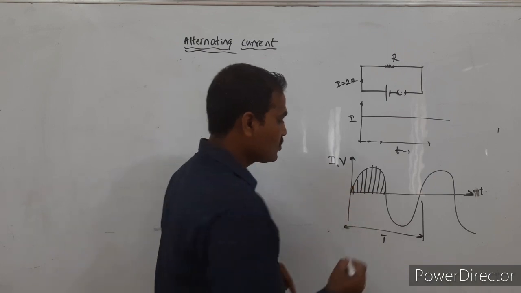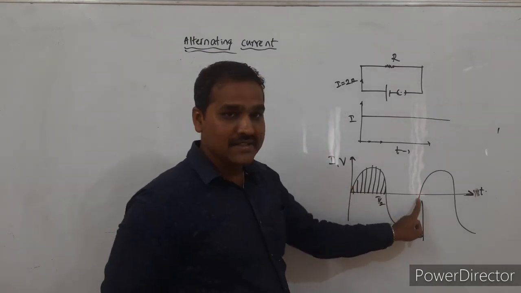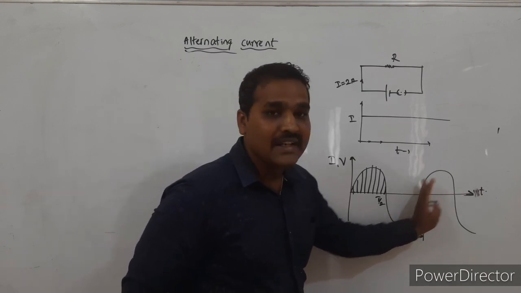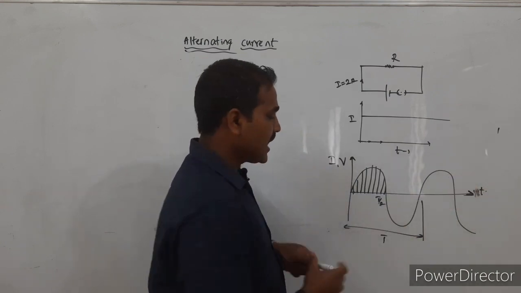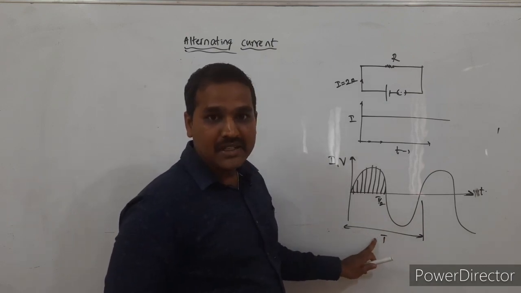Also, let us consider this is half of the cycle, and this is one complete cycle. After this part, the cycle again repeats. The time taken for this one complete cycle is what we have taken as the time period, capital T.